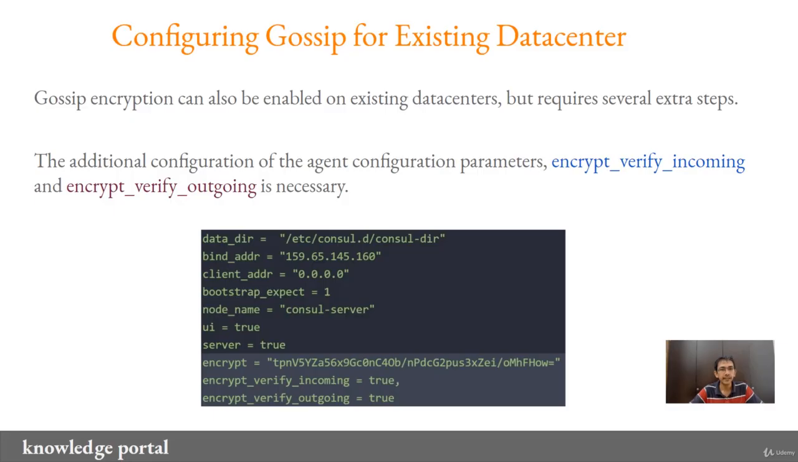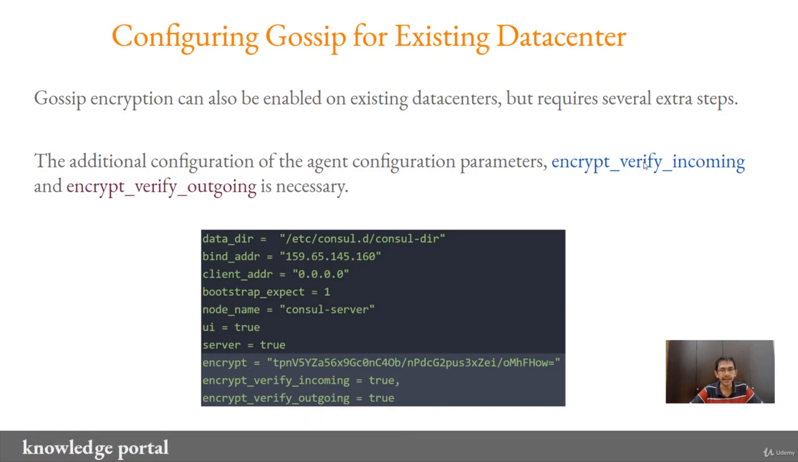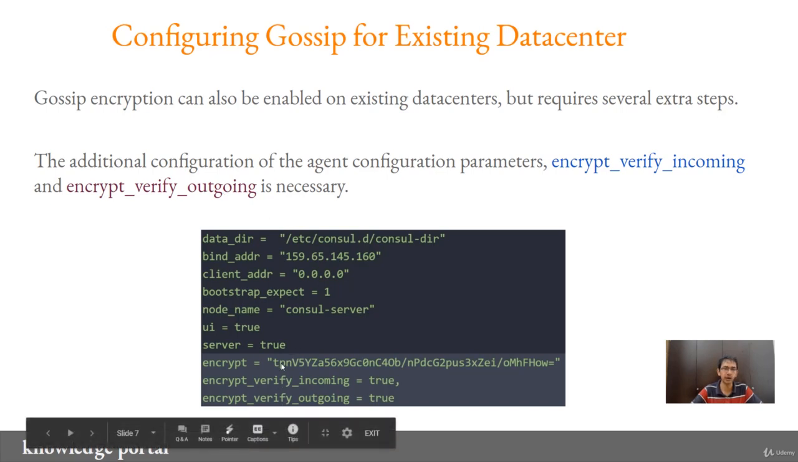Now a few more important things that you need to remember here is that gossip encryption can also be enabled on an existing data center, but it requires several extra steps. In such cases where you already have an existing data center, then along with the encrypt flag, you'll also have to specify encrypt_verify_incoming and encrypt_verify_outgoing. So here you see that there are 3 flags that are required for an existing data center.